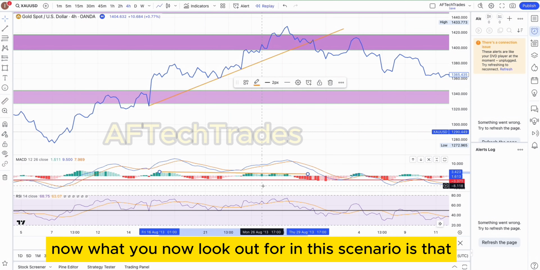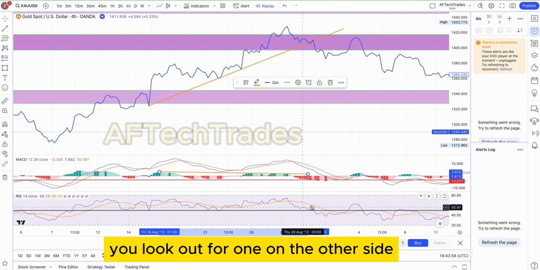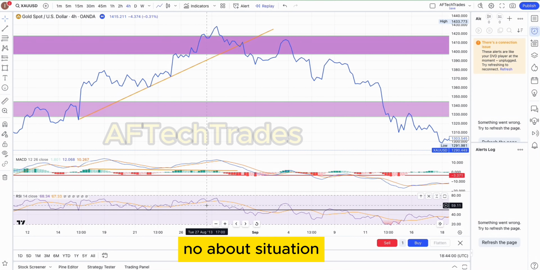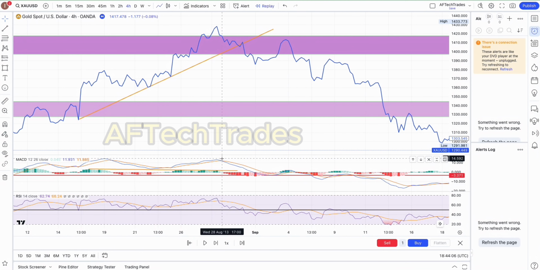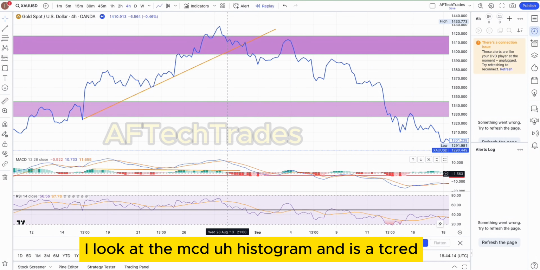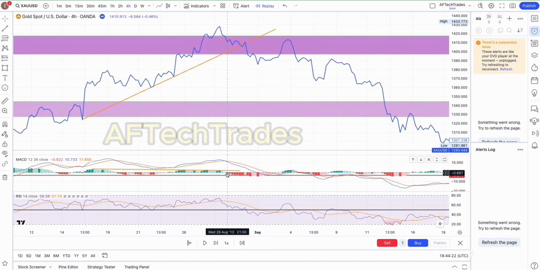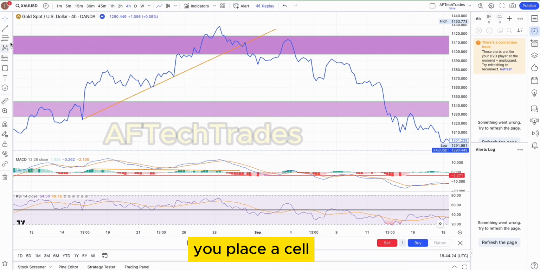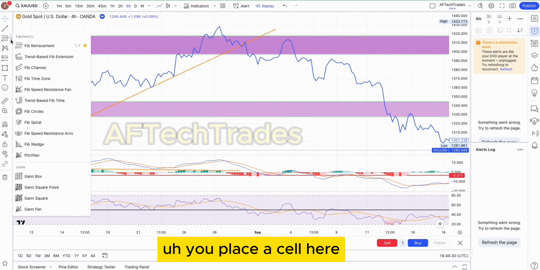Now what you look out for in this scenario is the RSI. Do I have any overbought situation? No overbought situation, but there is a MACD crossover here. So when I have the MACD crossover here, and I look at the MACD histogram, and it's a thick red, which means there is momentum here, then I place my trade. So what happened here in this case, you place a sell. You place a sell here.